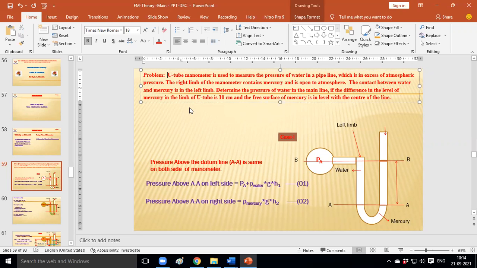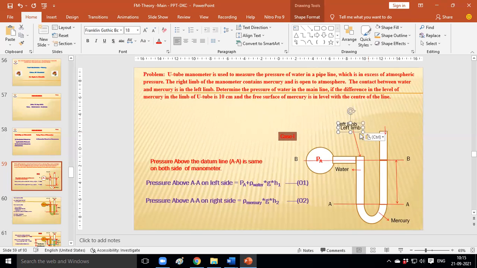If the difference in level of mercury in the limb of U-tube is 10 centimeter and free surface of mercury is in level with center of pipeline.